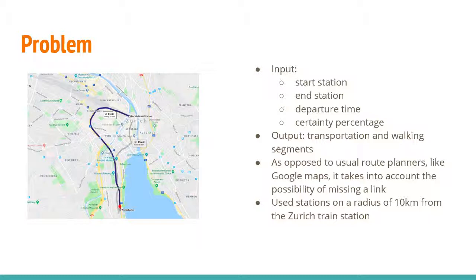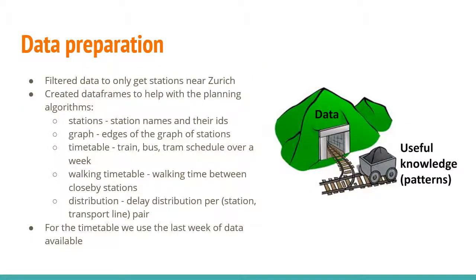For simplicity, in developing our solution, we only used the train, bus, and tram stations from a 10-kilometer radius from the Zurich train station. To begin with, we had to prepare our data in order to run the algorithms for this problem. We therefore started by filtering the stations in the SBB dataset to only get stations near Zurich.